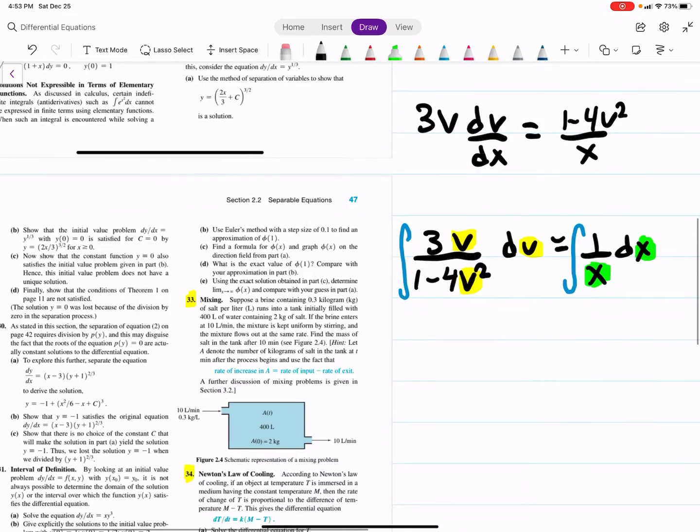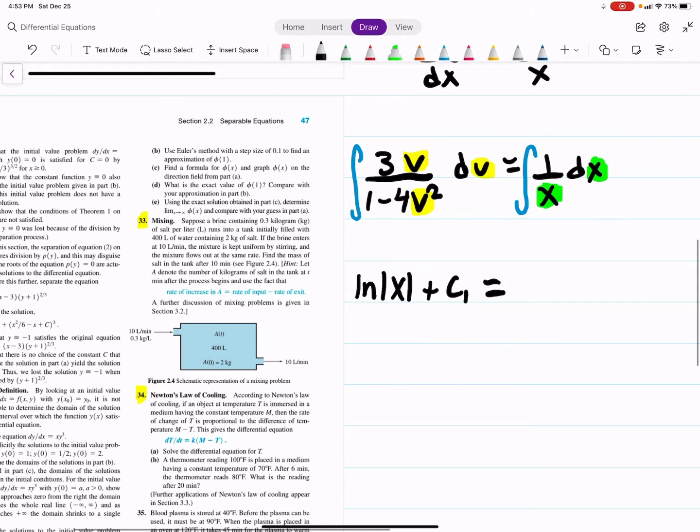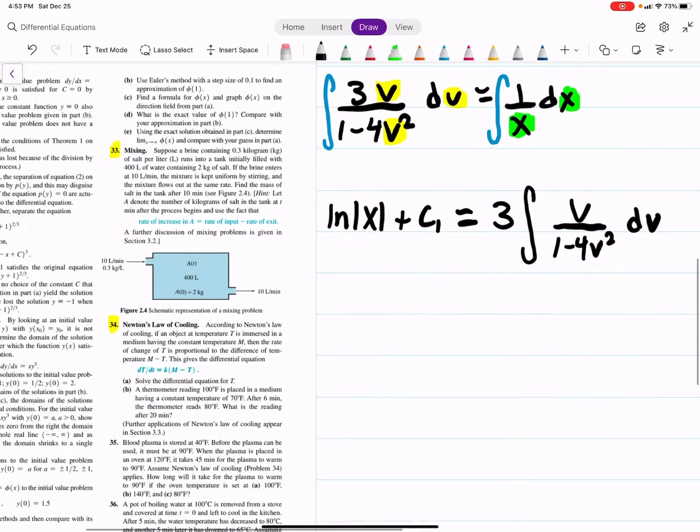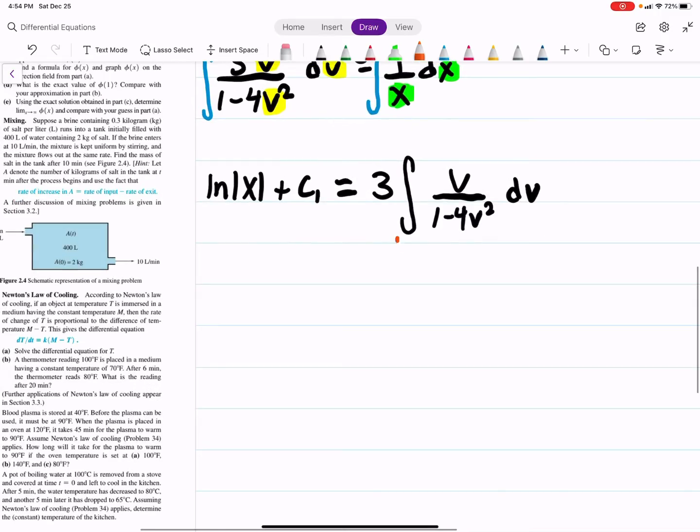Okay. Well, on the right hand side, that's pretty easy. That's just the natural log of the absolute value of x because of the domain, plus a constant I'll call c1, is equal to, I'll factor out the 3. This one's a little trickier. I just factored out the 3 from the integral. But this isn't too bad actually, because we can do a u substitution for this guy.